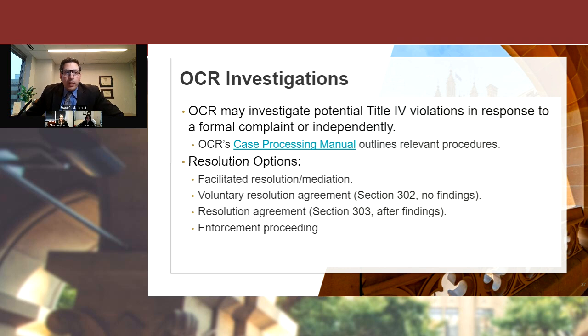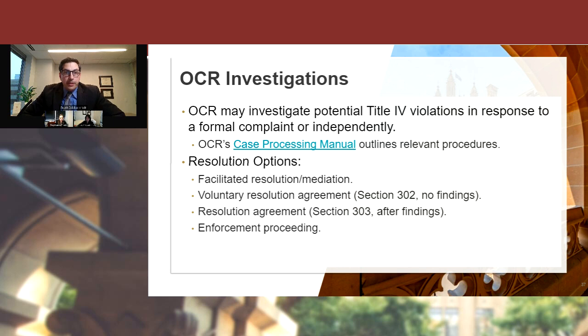So we're going to talk about OCR investigations. I just wanted to level set about what that means. Hopefully this is a new topic for everyone, though I suspect a lot on the call may have some familiarity with OCR. For those that may not, OCR has the authority to investigate potential Title VI violations in response to complaints, in response to someone petitioning OCR and saying, I think this violation happened, or independently. So if there's something in the news, OCR does have the right to begin that investigation.